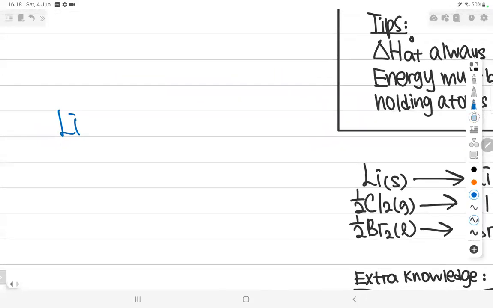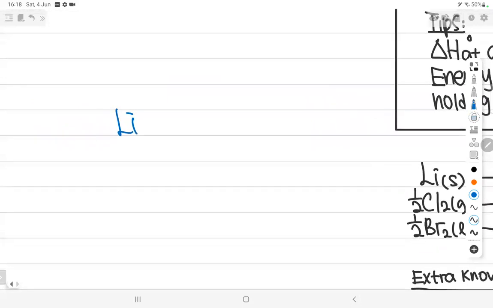So let's start with lithium. Lithium, originally, is in a solid form, right? Lithium is a metal, and generally in chemistry, metal is always in solid form. So now we have lithium solid. We want to change the lithium solid to become lithium gas atom. This particular process is called enthalpy of atomization.